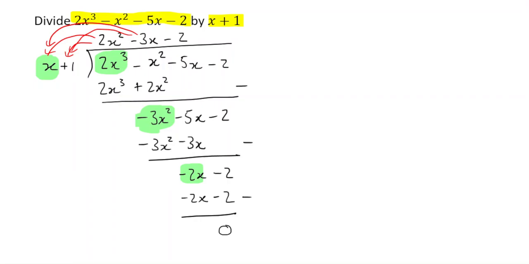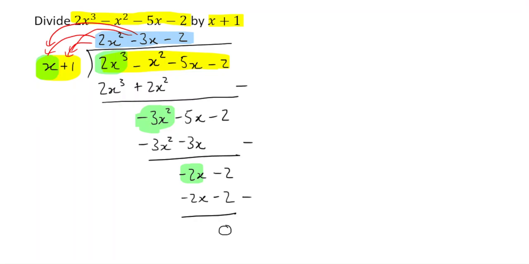So what have we shown? We have shown that if we take this polynomial here, 2x cubed minus x squared minus 5x minus 2, and divide it by this polynomial here, x plus 1, then what we get is this polynomial, 2x squared minus 3x minus 2.